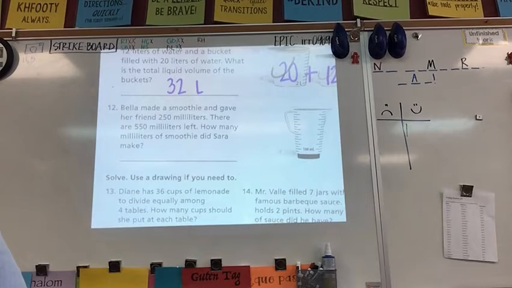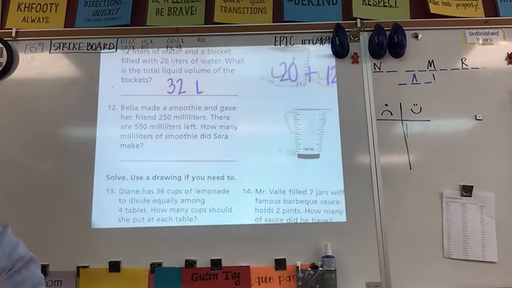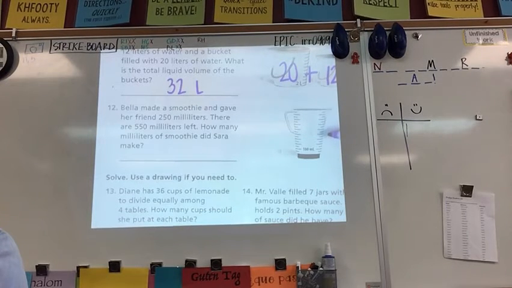Bella made a smoothie and gave her friend 250 milliliters. There are 550 milliliters left. How many milliliters of smoothie did Sarah make? Uh-oh. They have a little typo here. They really mean Bella. They should have stuck with the same name. But she made a smoothie and she gave her friend 250 milliliters. So she made a smoothie in this whole pitcher. She gave away 250 and there's 550 left. How many milliliters did she make in all?